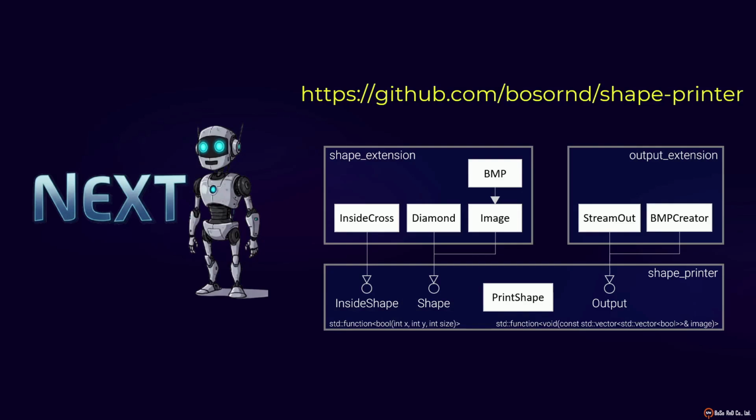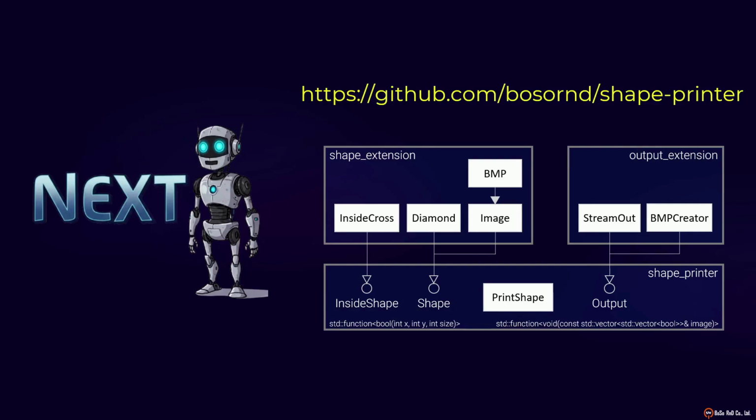The shape printer we will create will have the following elegant design. The core logic, the shape_printer module, acts like the heart of the program. It is responsible for the basic flow of drawing and printing shapes. The shape_extension module independently defines and manages various shapes such as diamonds, crosses, and circles. Adding new shapes does not affect the core logic or the output method. It's like easily fitting various shapes together like Lego blocks.